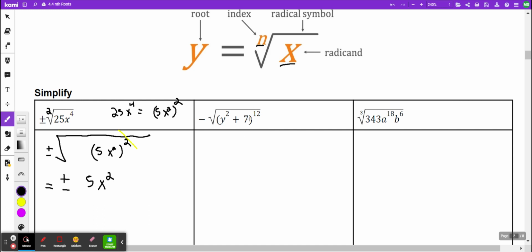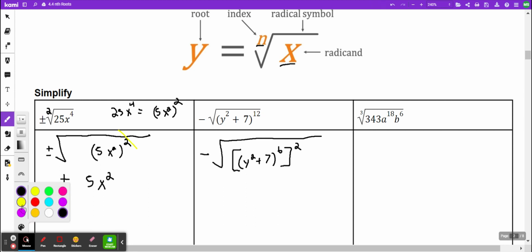I see this right here. I see y squared plus 7, and then all of this to the 12th power. So what I could do is use the power rule and understand that I want the negative answer, and I'm going to rewrite it right now. So rewriting it, this would be 6 times 2 is 12. Squaring and square rooting cancels out. And so what I'd be left with is y squared plus 7 to the 6th power. But wait, I wanted the negative of it.